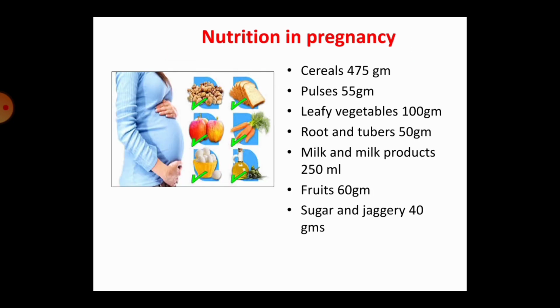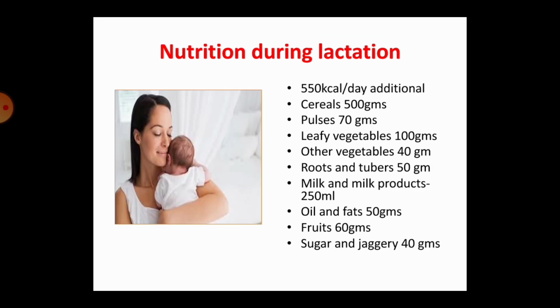So this is a nutritional plan in pregnancy. It's cereals 475 grams, pulses, green leafy vegetables, roots and tubers 50 grams, daily milk and milk products, fruit 60 grams, sugar and jaggery 40 grams. And during lactation, she also needs additional supplements so that the baby gets adequate nutrients from the breast milk. Cereals 500 grams, pulses 70 grams, leafy vegetables 100 grams, other vegetables 40 grams, roots and tubers 50 grams, milk and milk products 250 ml, oil and fat 50 grams, fruit 60 grams, sugar and jaggery 40 grams.